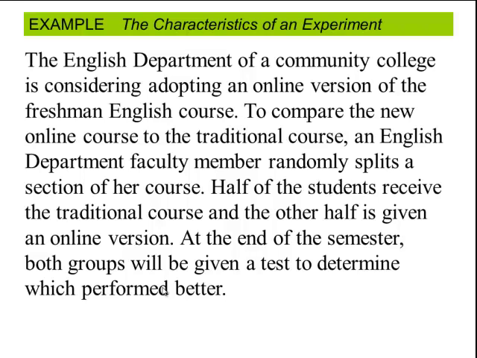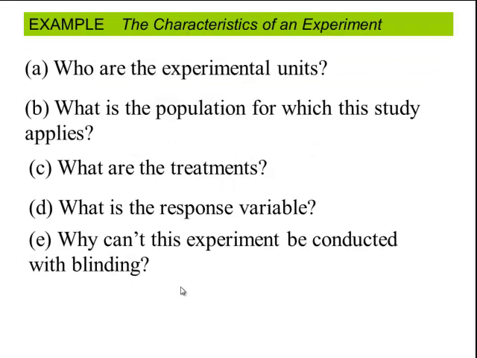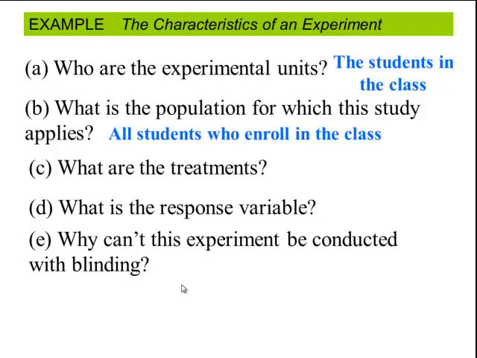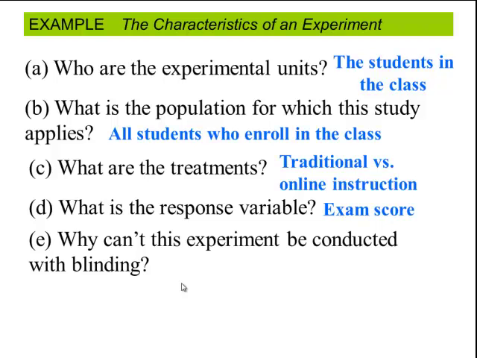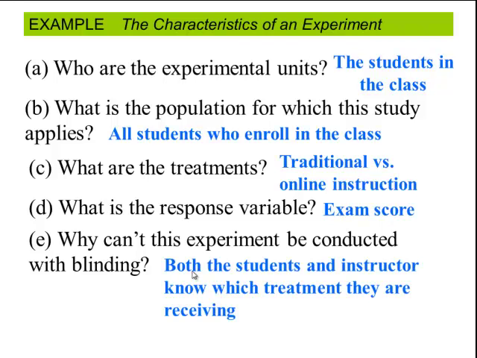Now, is this an observational study or a designed experiment? This is a designed experiment because there's a treatment group and there's a control group. What are the experimental units? That would be the students in the class. What is the population for which this study applies? All students enrolled in that English course. What are the treatments? The traditional versus the online instruction. The response variable is how well they do on the exam. And this cannot be done with blinding because, well, both the units and the instructors know which treatment they are receiving.